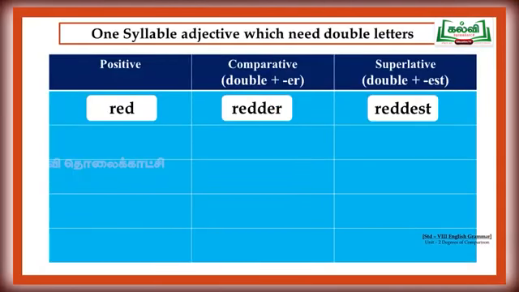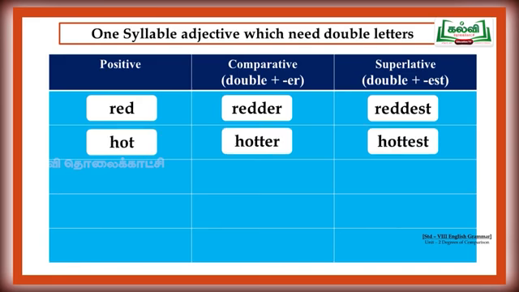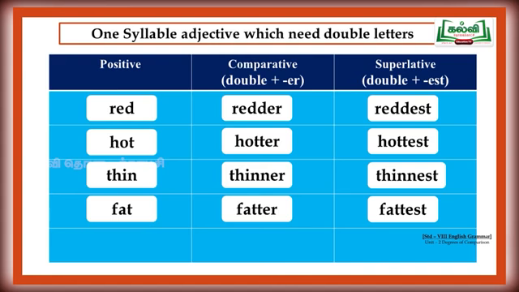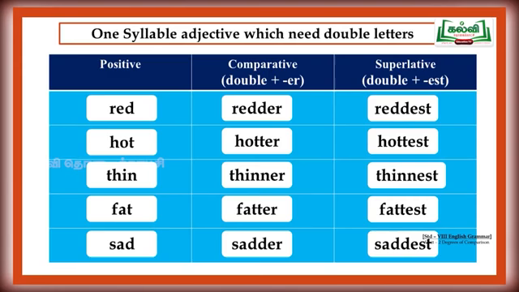We will see some more examples for this too. Red, redder, reddest. Hot, hotter, hottest. Thin, thinner, thinnest. Fat, fatter, fattest. Sad, sadder, saddest. We will see the next rule now. Are you ready? Adjectives ending with the letter Y.